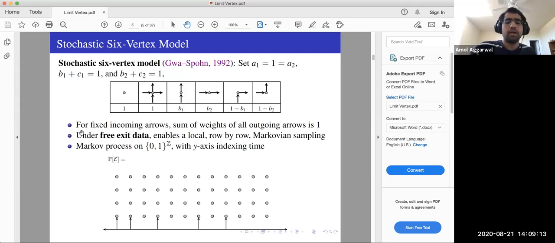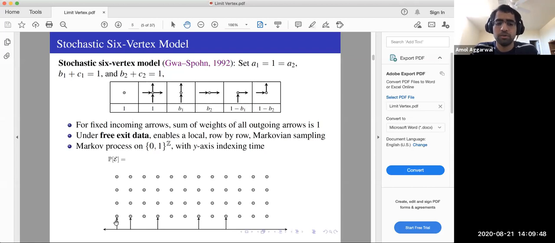Okay, so under free exit data, if I run this model on the discrete upper half plane, and I fix some incoming configuration of arrows like I've done here, and I sum over all possible outgoing configurations, so I don't put any sort of upper boundary restriction on that, then this model enables a row-to-row Markovian sampling procedure, which I'll describe. So imagine for the moment, for simplicity, that there are only finitely many arrows entering the model.